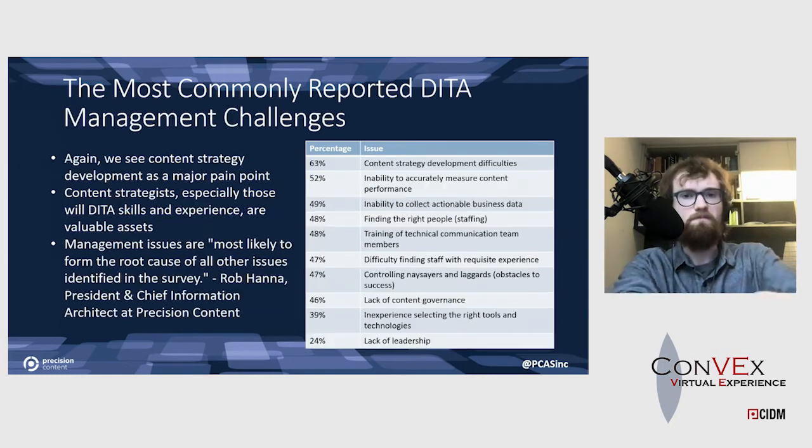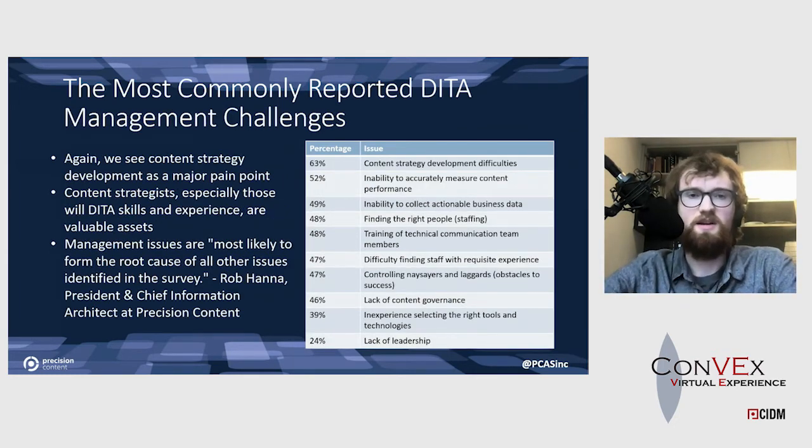In this table of commonly reported DITA management challenges, we once again see content strategy brought up as a pain point. And in some sense, I would say it's a relief to see it here under management challenges, because content strategy certainly needs to involve company management rather than be, say, left siloed to a documentation department. A robust content strategy can and should have cross-departmental implications. The second most common challenge identified here is an inability to accurately measure content performance, which almost certainly relates again to the wider content strategy issue.